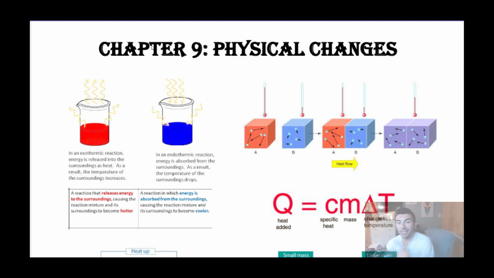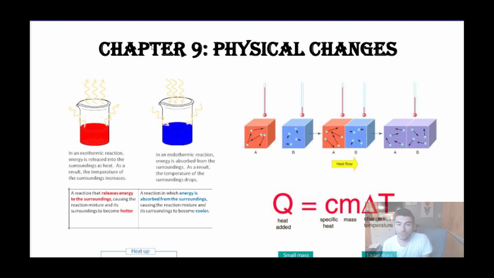So in chapter 9, the changes we were really looking at were phase changes and temperature changes, absorbing heat, releasing heat, making particles move faster, making particles move slower, making particles move further apart or closer together, but not breaking bonds, not changing what the actual substance is.